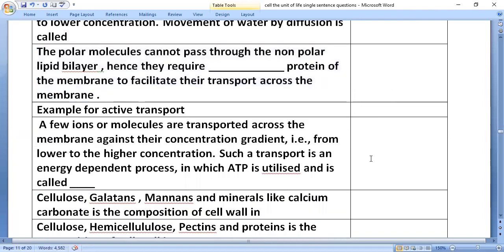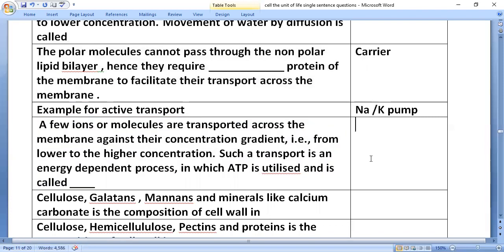The polar molecules cannot pass through the non-polar lipid bilayer. Hence, they require carrier proteins in the membrane to facilitate their transport across the membrane. An example of active transport is the sodium and potassium pump.